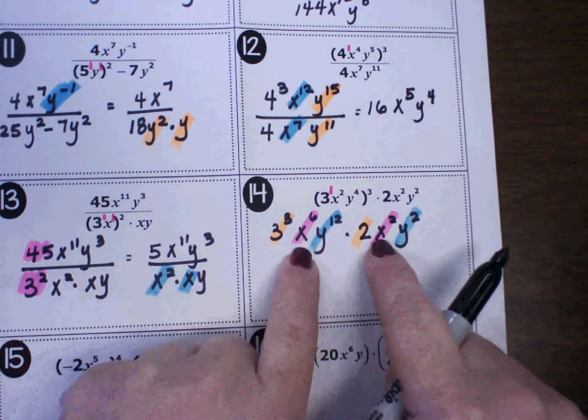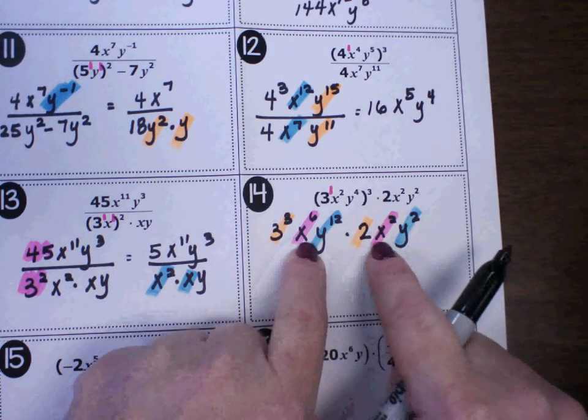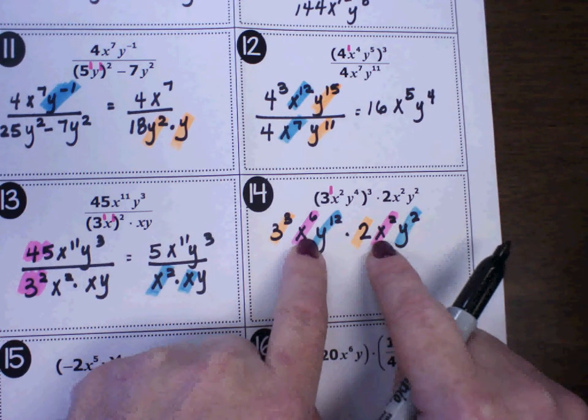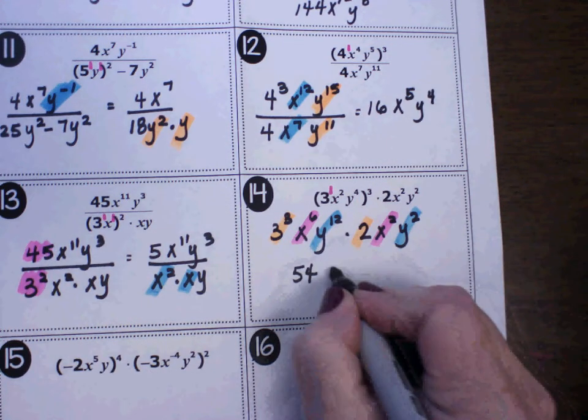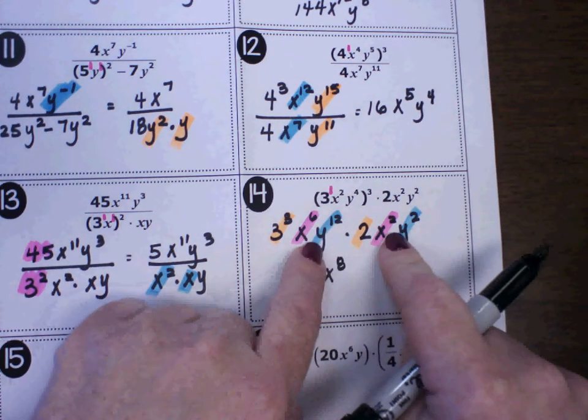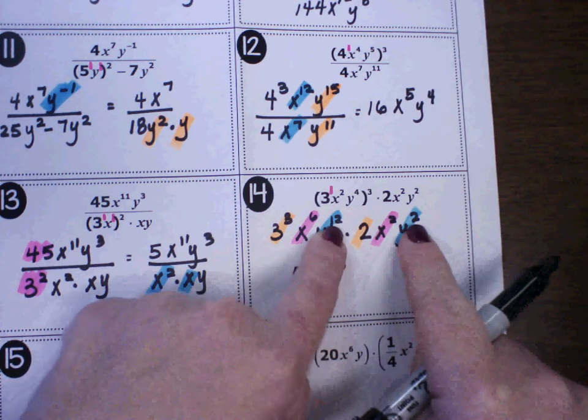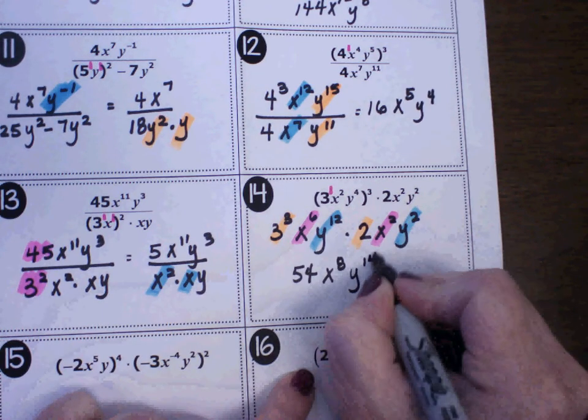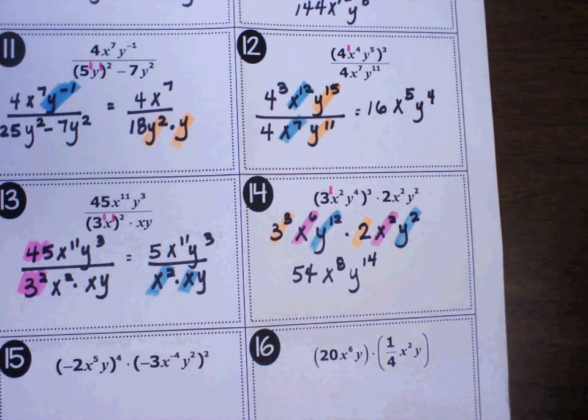All right. What can I do with those two? Add the exponents. So 6 and 2 would be 8, only because you're multiplying these two terms. And 12 and 2 would be 14. Yes?